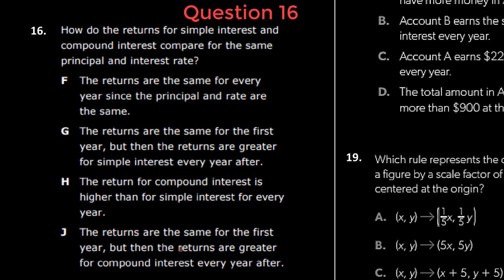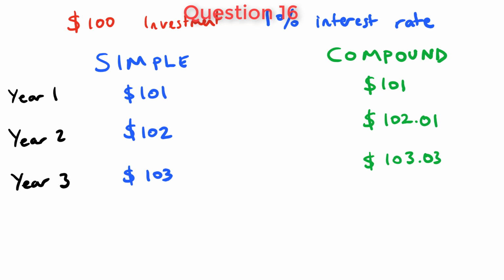Question number 16. How do the returns for simple interest and compound interest compare for the same principal and interest rate? Let's analyze this question. If we have $100 of investment for the first 3 years, what is the amount of return that we will have for simple and compound interest? Let's say the interest rate is 1%.